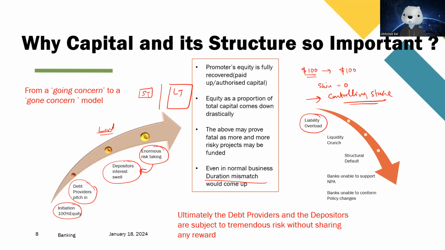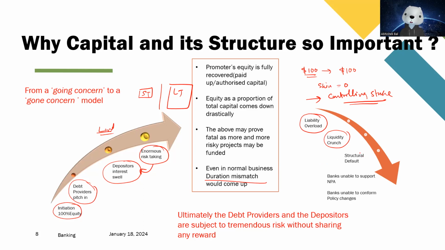Because of this duration mismatch, there could be a liquidity crunch at the bank's end, where the depositors may come and ask for their money, and the bank's branch may just not have the cash to discharge its liability. And that is a very, very dangerous thing to happen.